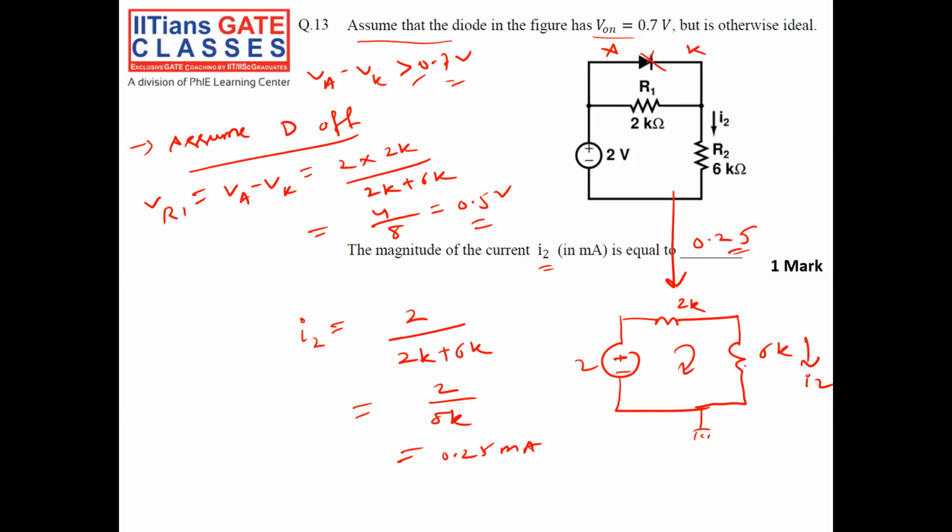Okay, it's a very easy question. First you have to check whether the diode is off or on. If it is on, then I will replace it by a 0.7 volt. Then I will calculate the current in I2. Okay. See the next question.